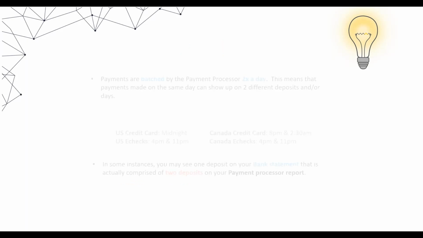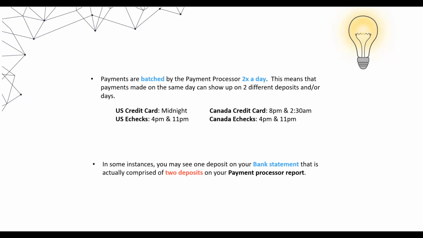Another tip to know is that your payments are batched by your processor 2 times a day. This means that payments made on the same day can show up in 2 different deposits or days. You can see here on the screen the different batch times. Additionally, you may notice on your NetBank's report that you have 2 deposits on separate lines that in your bank statement are shown together in one. This is normal and it won't throw off your totals.